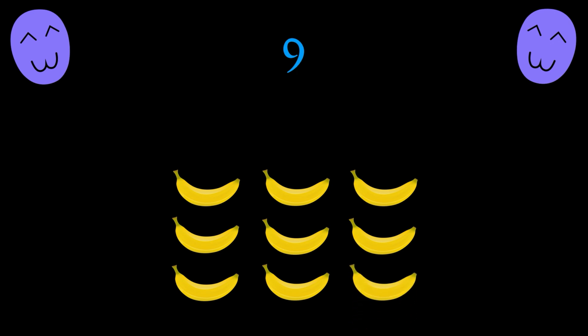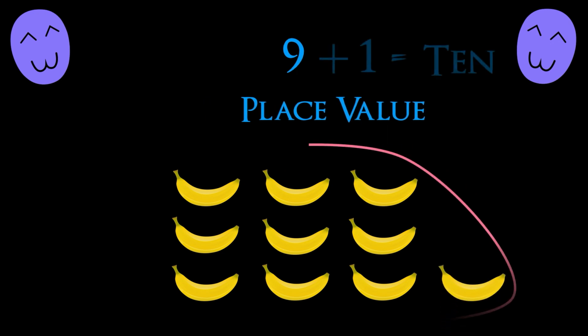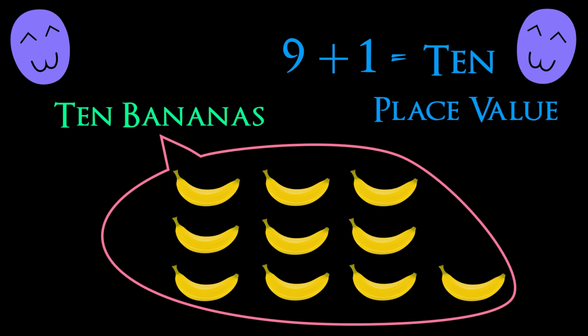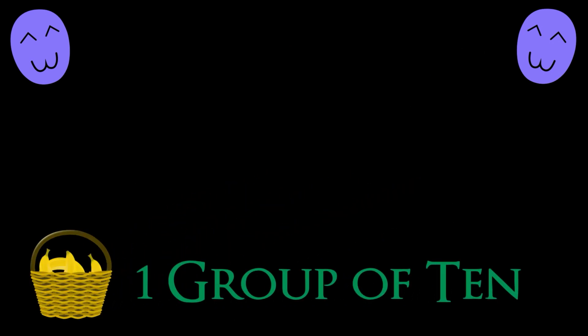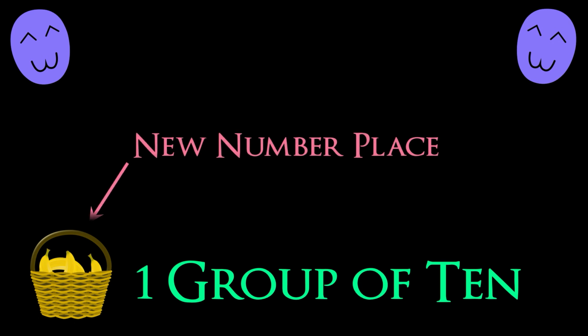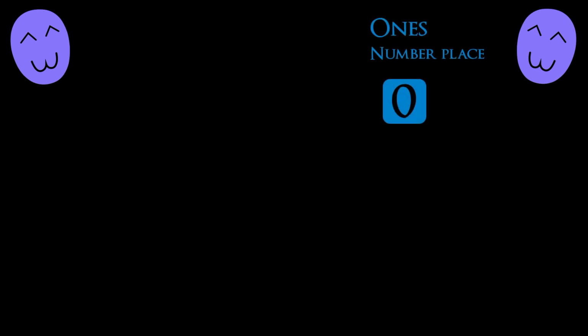Now, if we want to count higher than 9, we run into a problem, since we have already used all the available digits. In order to count higher than 9, we make use of a concept called place value. If we add one more banana, we will then have 10 bananas. We can then combine them to form one group of 10 bananas. This group of 10 can then be used in a new number place to count higher than 9.